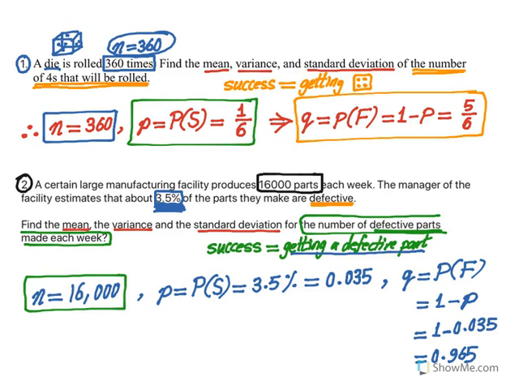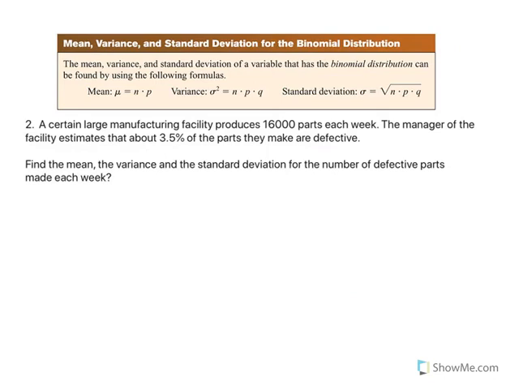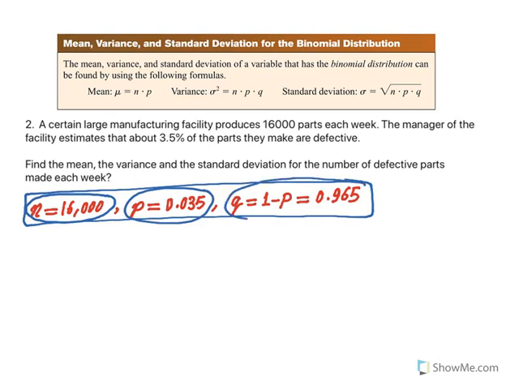Let me just highlight them again. The number of trials, 16,000. The probability of success is this number here. And the probability of failure is this number here. So we take these three numbers, and they will give us the mean, the variance, and the standard deviation. So I'm going to copy them on the last page where we have the question. Here n is 16,000, p is 0.035, and q, which is 1 minus p, is equal to 0.965. Let me highlight those three and put them each in a small bubble.